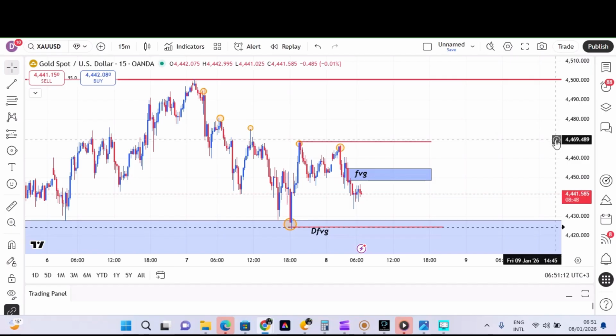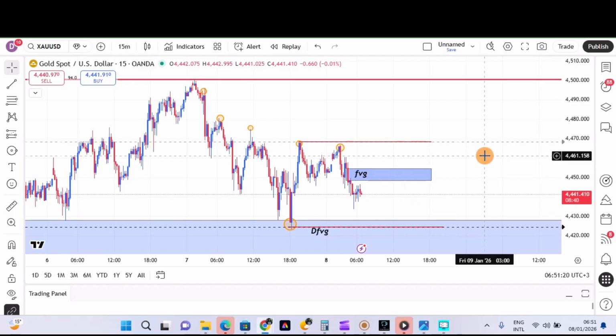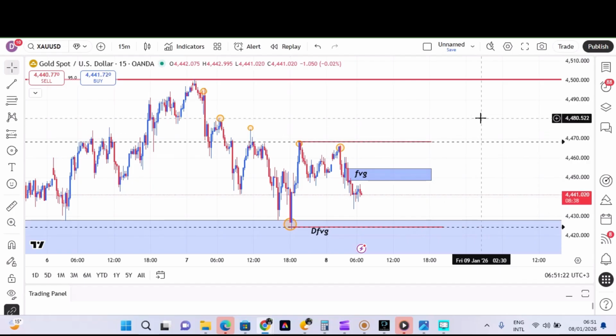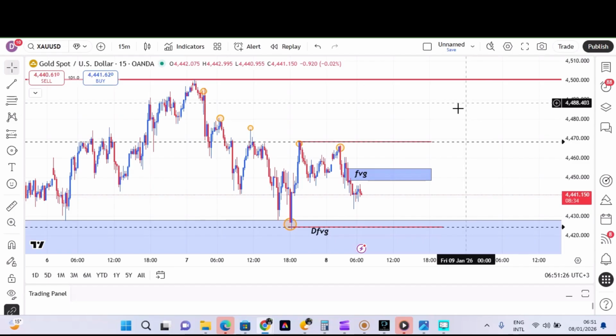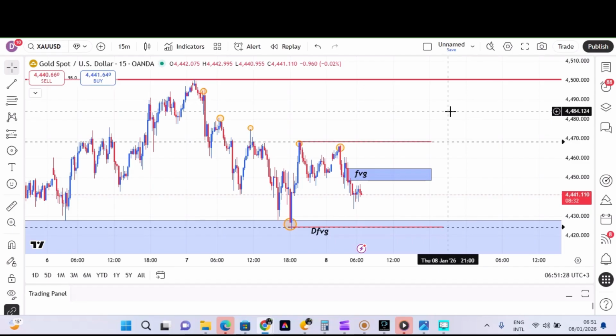Let me put an alert here as well. The alerts help a lot. Maybe you are busy doing something. When the alert comes, it helps you to know where the market now is, so that you can go to the charts and see whether your entries are neared.